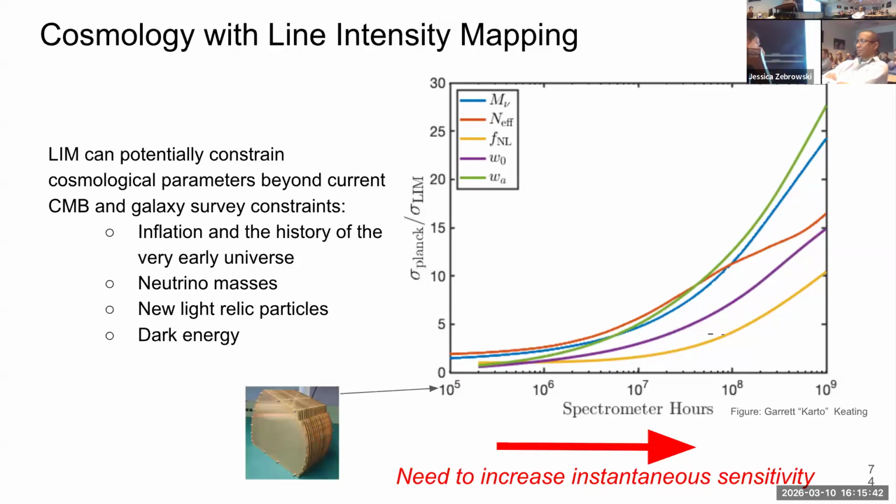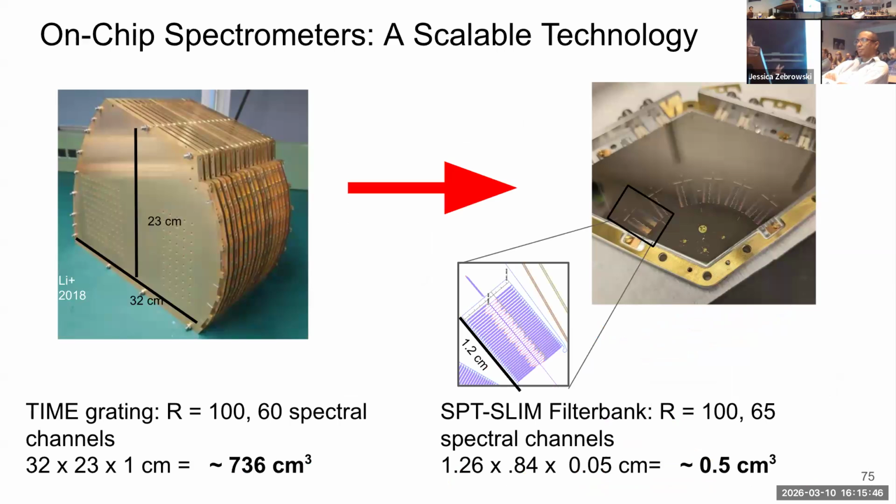This is a state-of-the-art kind of experiment. This is an experiment called TIME. So TIME is a grating spectrometer. It's an R of 100, 60 spectral channels. And this takes up a volume of something like 700 cubic centimeters. And what I've been really getting interested in recently is these on-chip spectrometers, which are also an R of 100, 65 spectral channel spectrometer, but this is in 0.5 cubic centimeters.